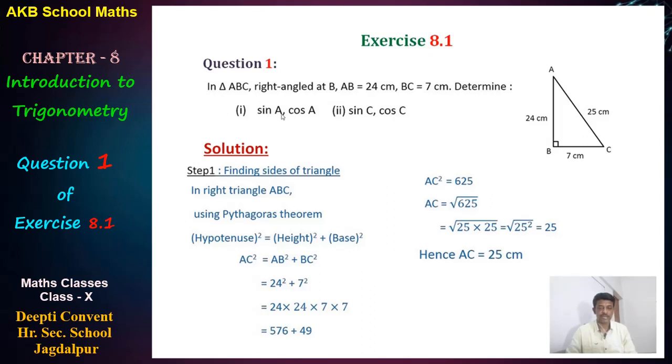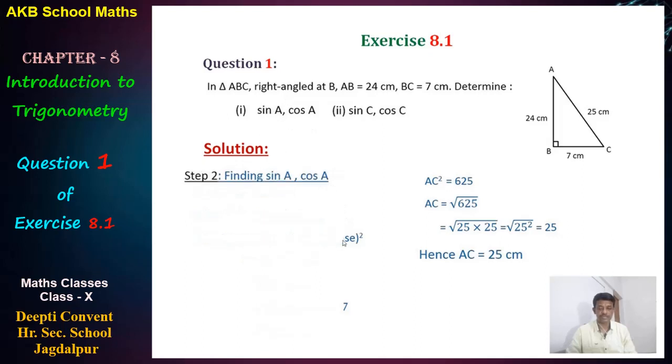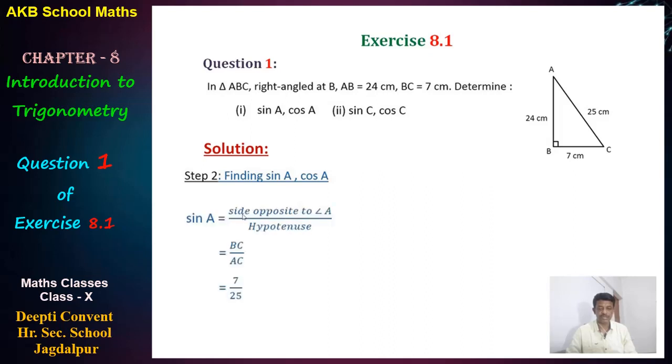Then we can find sin A, cos A by using the definition of ratios. Finding sin A, cos A: sin A equals what? The side opposite to the angle, that is the perpendicular, by the hypotenuse, BC by AC, 7 by 25. This is sin A. Now cos A, the side adjacent to the angle A, that is the base, by the hypotenuse, so 24 by 25. These are the values of sin A and cos A.